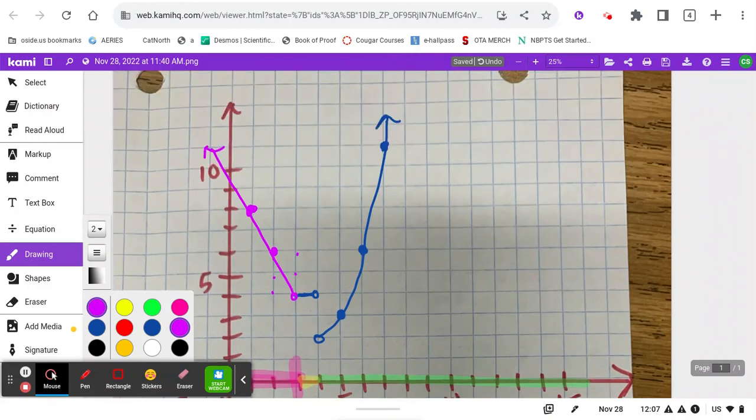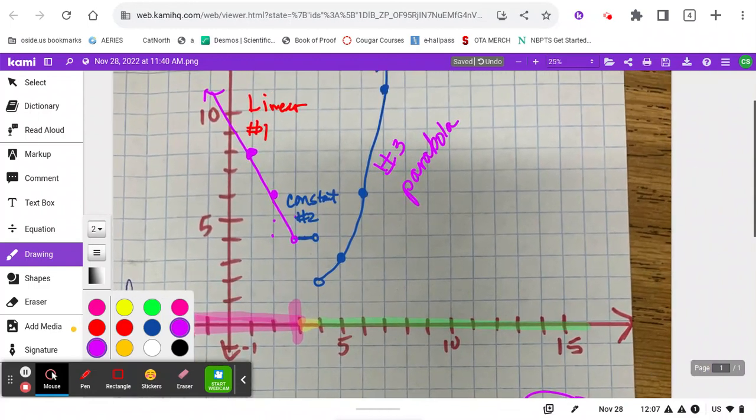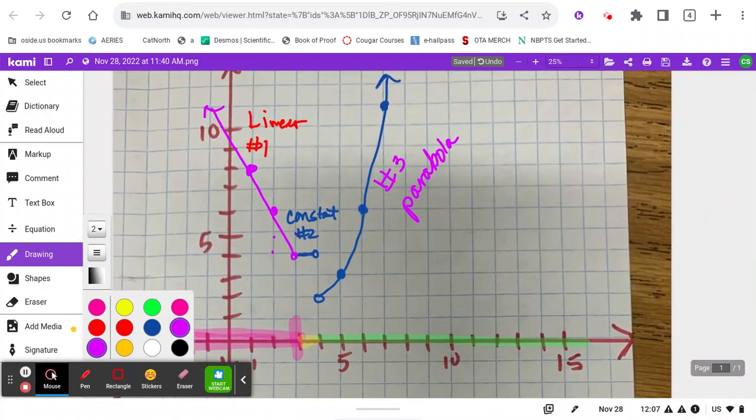There's my piecewise function. This is function number 1, the linear. This is function number 2, the constant, the plain 4. And this is function number 3, the parabola. We have to recognize all the different types of graphs that might come up on this piecewise function. That's your one problem for homework. It's done.